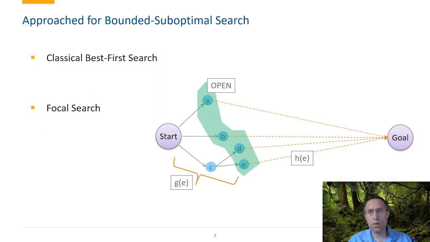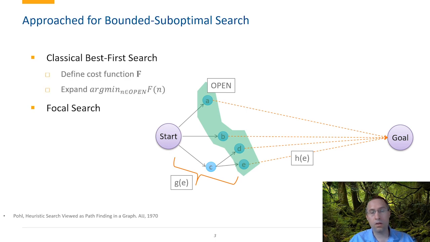Now, I want to focus on two high-level approaches to get a solution for a bounded suboptimal search problem. The first is called classical best-first search, and the second is called focal search. In classical best-first search, which was first introduced by Ira Pohl's seminal work on weighted A-star, we basically run an A-star search, except that instead of expanding in every iteration the node with the minimal g plus h value, we use a different cost function, which we'll call f. This cost function is chosen such that, on the one hand, we search faster than A-star, and on the other hand, we guarantee that when the goal is expanded, the solution cost we get is at most W times the cost of the optimal solution.